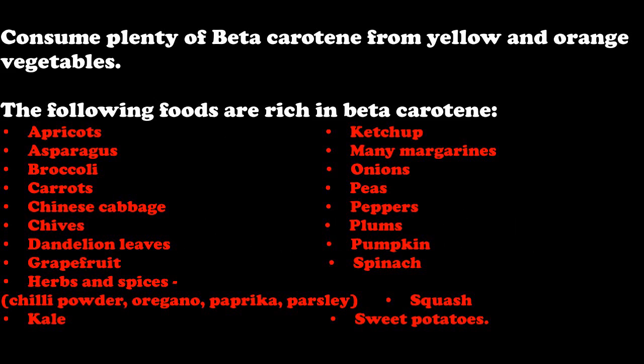Consume plenty of beta-carotene from yellow and orange vegetables. The following foods are rich in beta-carotene: apricots, asparagus, broccoli, carrots, Chinese cabbage, chives, dandelion leaves, grapefruit, herbs and spices, chili powder, oregano, paprika, parsley, kale, ketchup, many margarines, onions, peas, peppers, plums, pumpkin, spinach, squash, sweet potatoes.